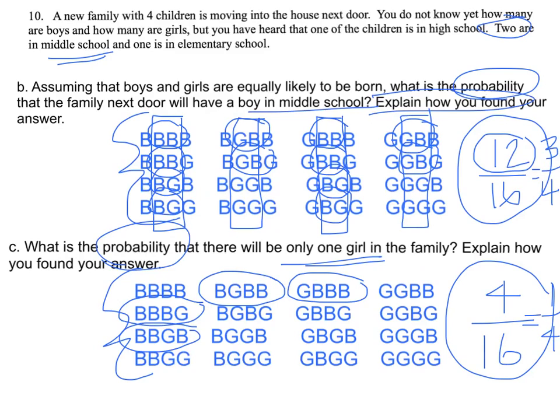So again, it says explain. So you listed all 16 options. I searched through the 16 options to find the ones that had only a single girl in them. I found 4 of those out of the possible 16. So the probability that there'll be one girl in the family is 1/4. You could have also said 25% chance. You have to make sure you put that 25% chance in there for one girl.